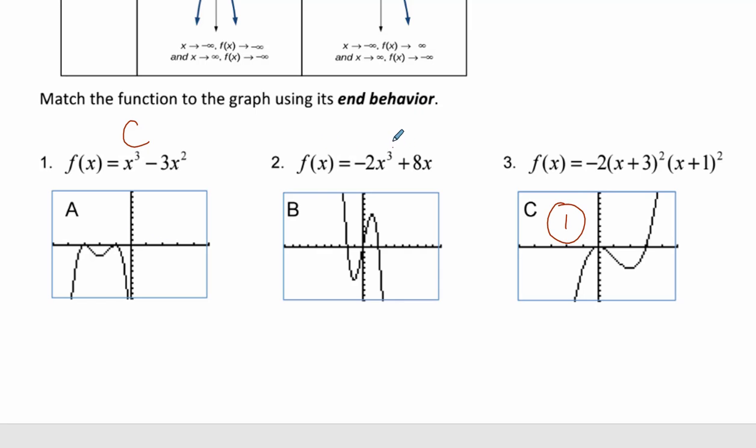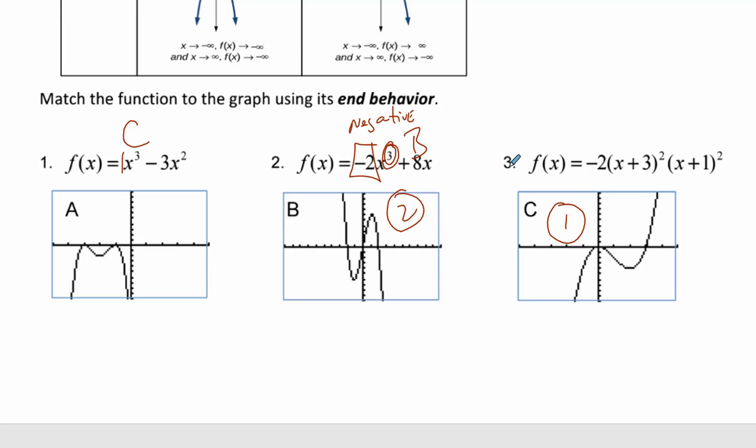Again, I have an odd degree and a leading coefficient that is negative. So what that means is I'm going to take what I had here when it was a positive 1 and flip it. So instead of starting low and ending high, it starts high and then ends low. So that's why this one has to be letter B.